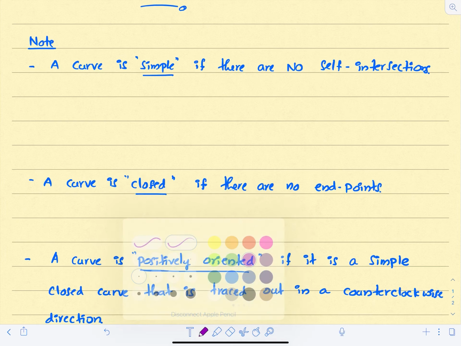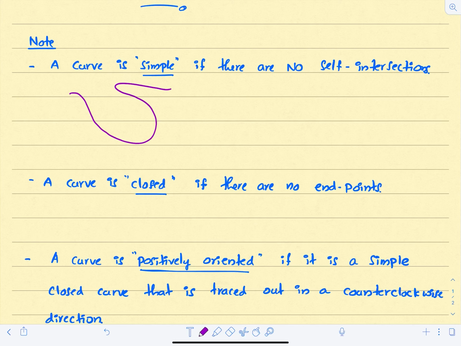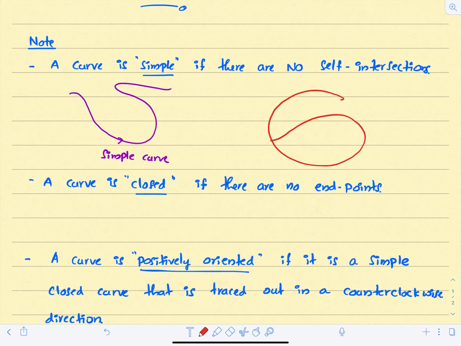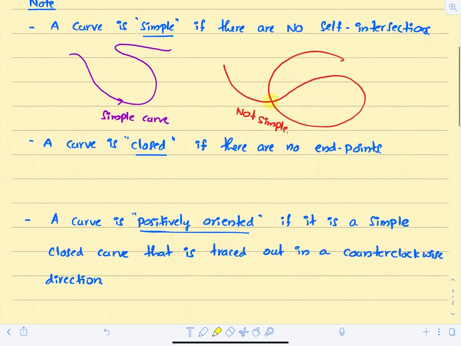As an example, maybe this is a simple curve. But this is not a simple curve. This is not simple. Why? Because we have a self-intersection. Good. A curve is closed if there are no endpoints.